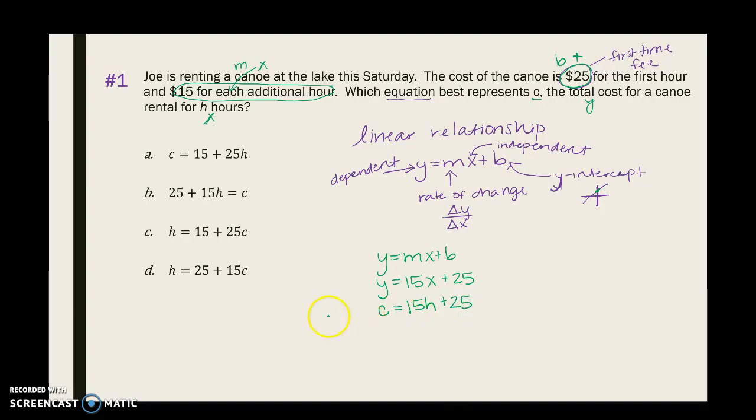All right, let me plug it in and see where I have it. So 15 here, and then 25 is with the H. We know that's wrong because we should be multiplying 15. Here I have 25 plus 15H equals C. That looks good to me, but let's keep looking. We know H is the variable that we should be multiplying. Same here. So excellent. Our answer is B.